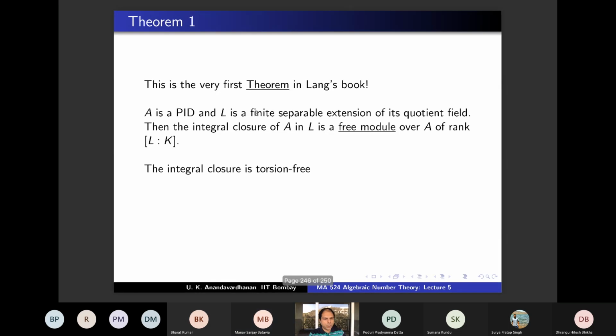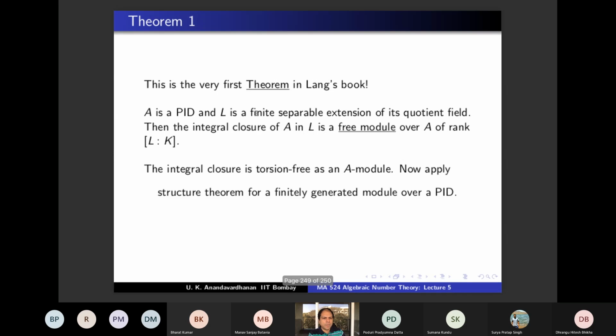The integral closure is torsion free, that you can easily check. It's obvious. And as an A module, therefore, what is the proof? What is the result that you are using in order to conclude it is free? The structure theorem for a finitely generated module over a PID. The PID is given to you, finitely generated we proved in the last few slides, and therefore you can apply the structure theorem. It is also torsion free, therefore it will be free, and check that the rank is indeed the degree of L over K. It's a small check.